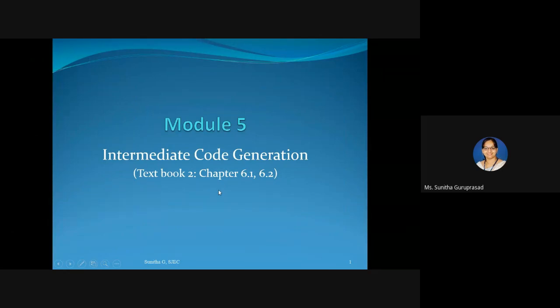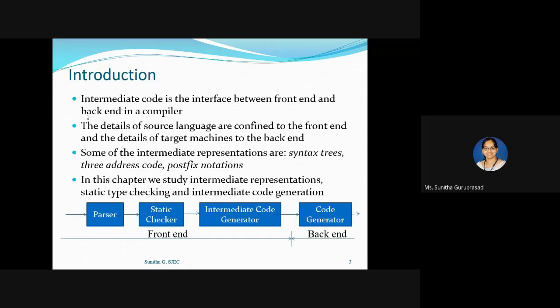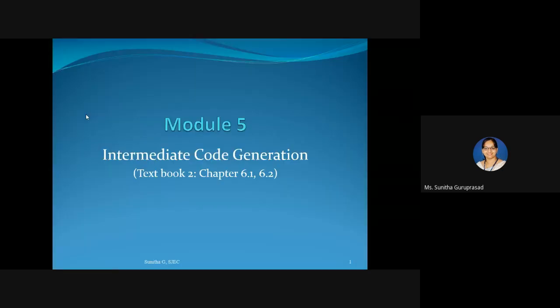This is about intermediate code generation, which covers 6.1 and 6.2. 6.1 is about the variants of syntax trees, and 6.2 is three address code. We have already seen syntax tree generation in the 5th chapter. Now we will see the different variants of syntax tree that you can generate in this chapter, and also how the intermediate code can be generated from the syntax tree.